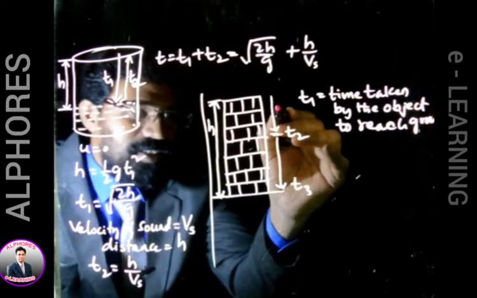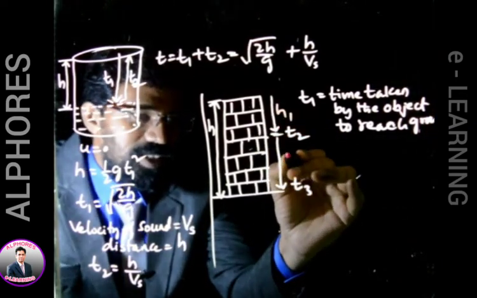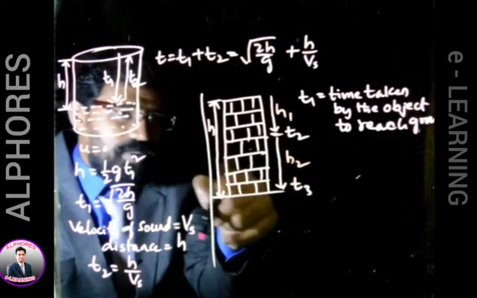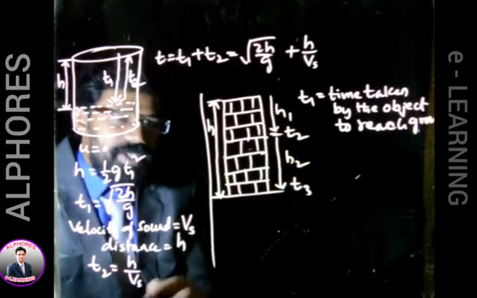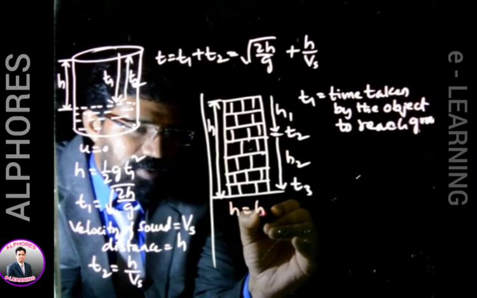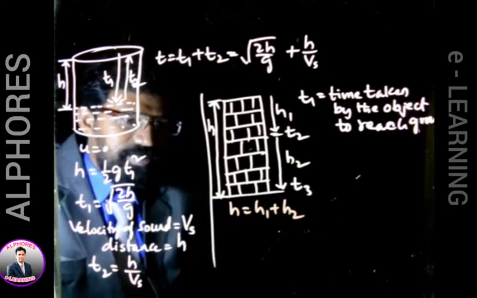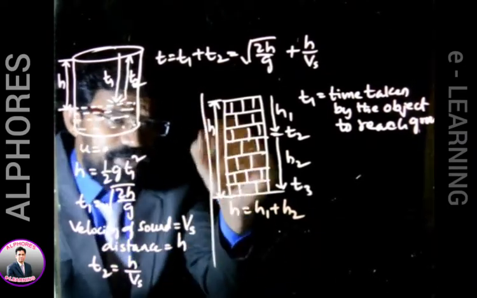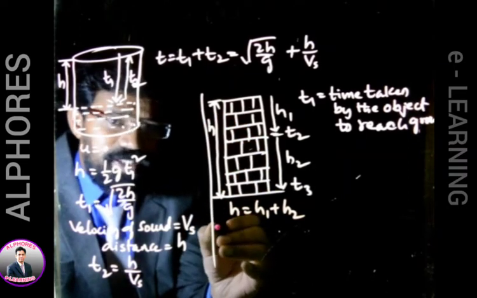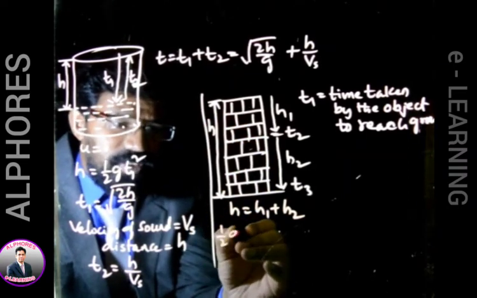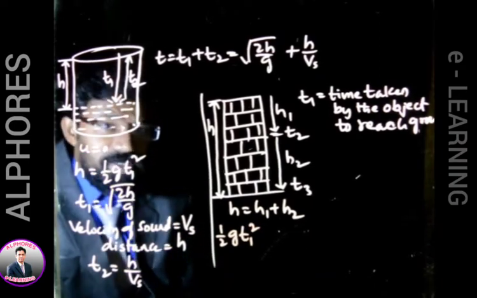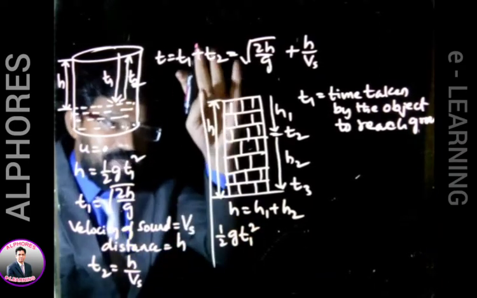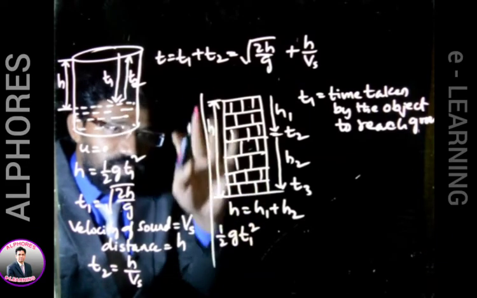Let us say here it has covered a distance equal to h1 and here it has covered a distance equal to h2. And from this picture, it is obvious that h is equal to h1 plus h2. Is that right? So here h is equal to h1 plus h2. And this h can be written as total height. It can be written as half g t1 square. Why did I write like that? This h is the height of fall, with time of descent t1.